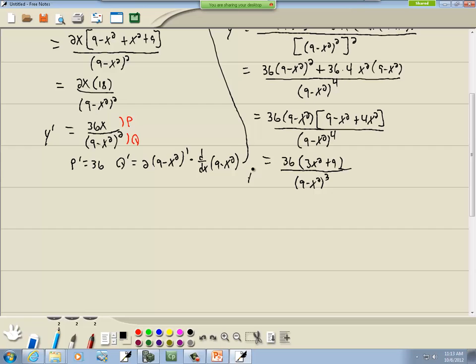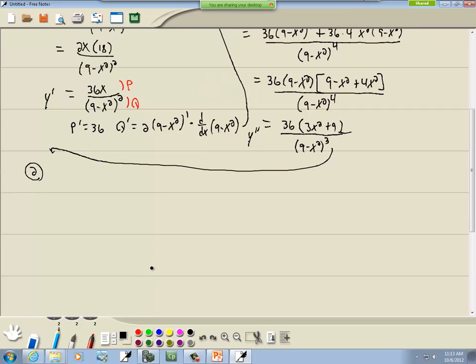And that's our second derivative. Okay, step 2. When we're finding the critical value of a fraction, what you want to do is set your top part equal to 0 and your bottom part equal to 0.